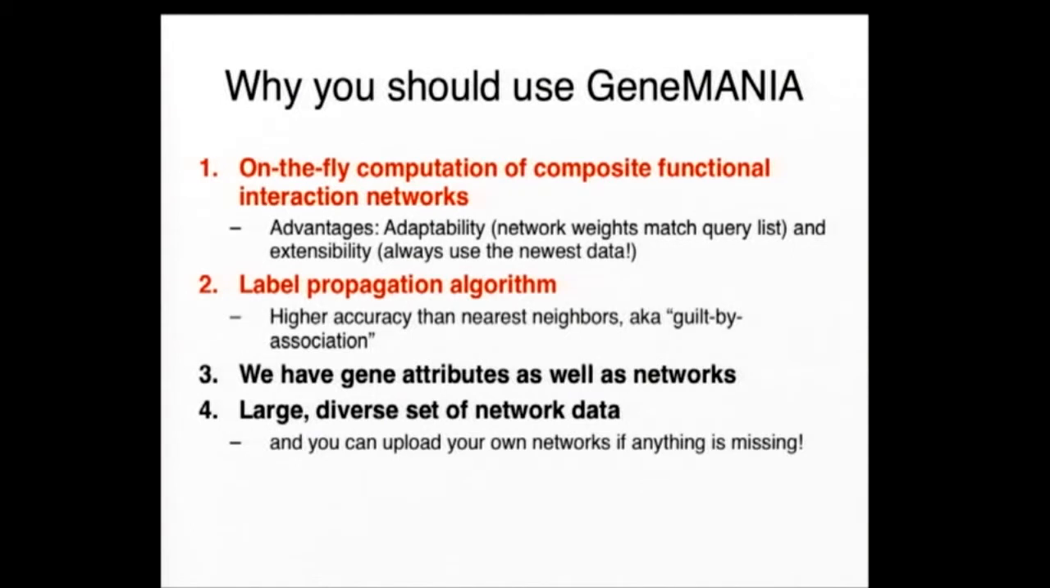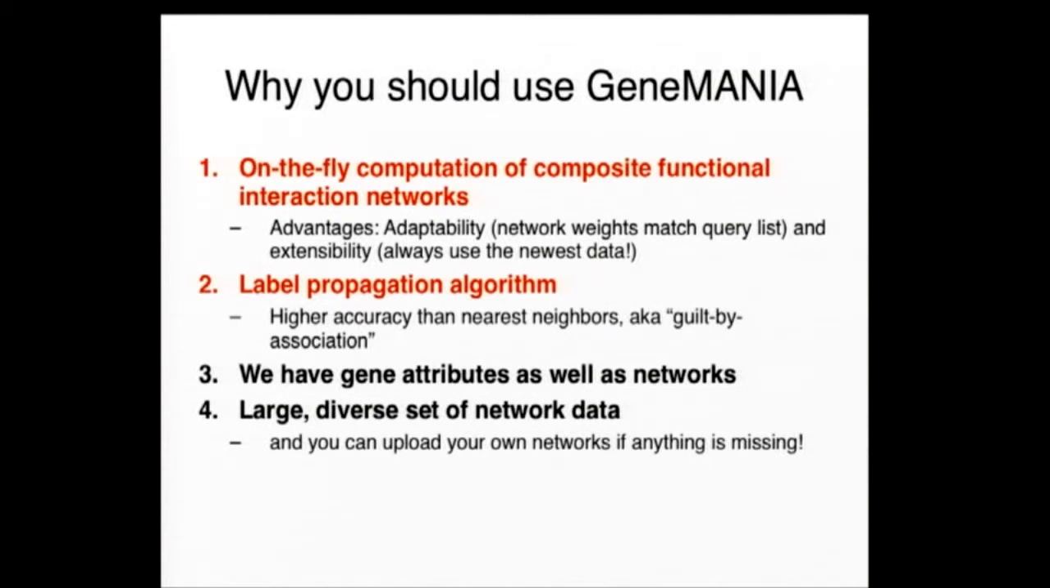The other is the label propagation algorithm. This is sort of the key algorithm for trying to predict, once someone gives you a network and gives you a set of positive examples, what other genes should be positive examples, or what other nodes should be positive examples.